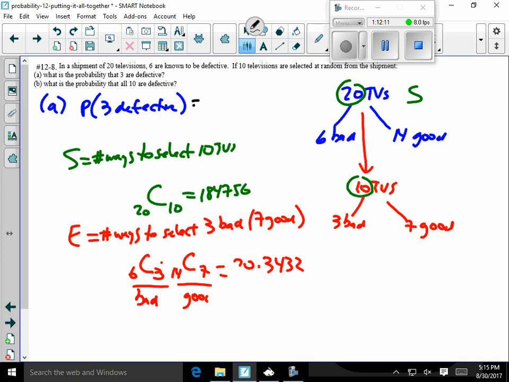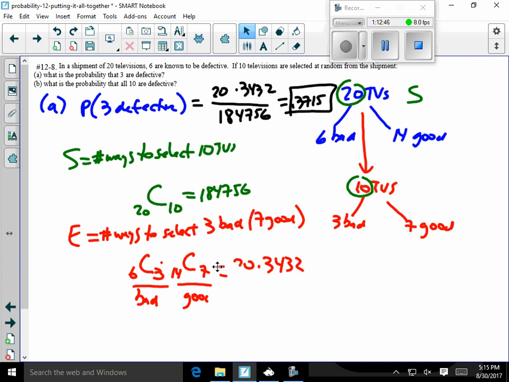So this probability, right, the sample space number is 184,756 different ways to select the TVs without regard to whether they're good or bad. And then in the numerator, we're going to have 20 ways to select the 3 bad ones out of 6, and then times 3,432 ways to select the 7 good TVs out of the 14 good ones. And if you plug that in a calculator, that turns out to be 0.3715. Okay, so the first one, definitely this is an equally likely cases one. I think that's probably the best strategy to go with.